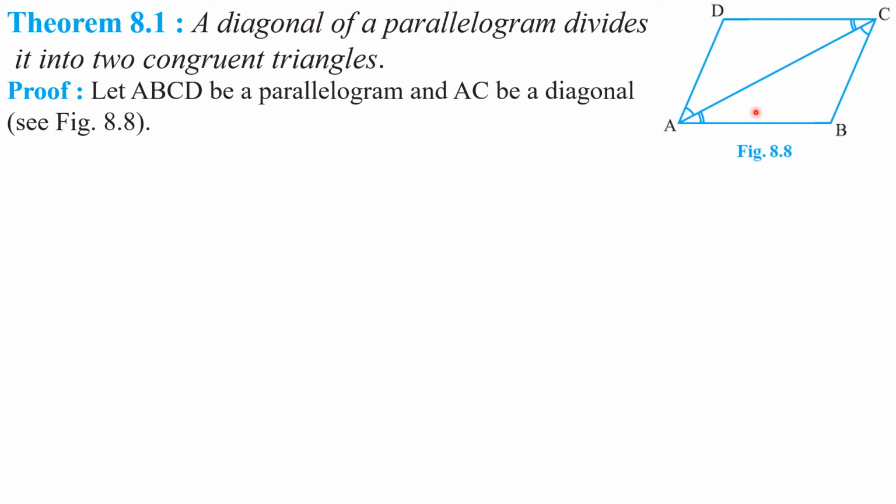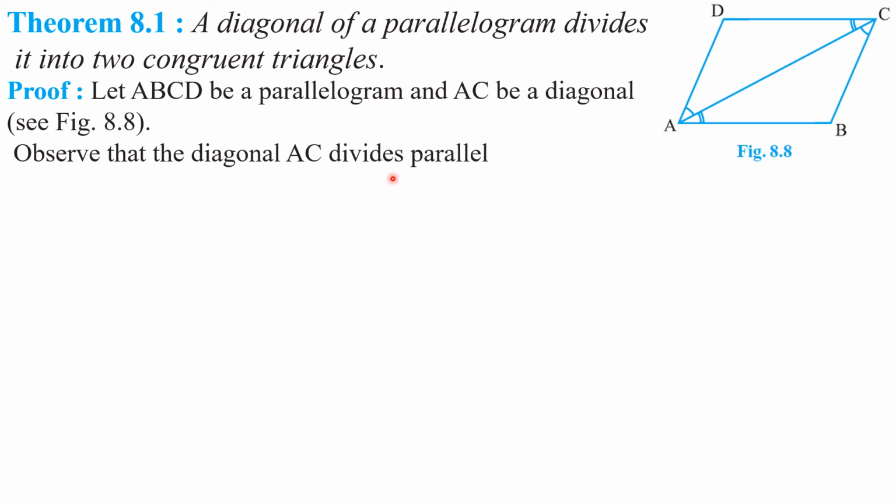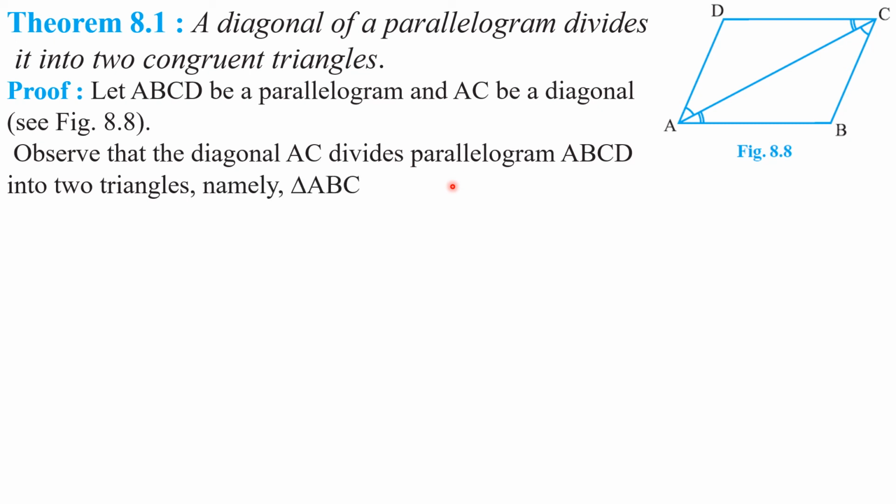How many triangles are you finding in this figure? Yes, triangle ABC and triangle ADC. Yes or no, my children? These are 2 triangles. The diagonal AC is dividing the parallelogram ABCD into 2 triangles, namely triangle ABC and triangle CDA. Yes or no, my children? Now we are going to prove that these 2 triangles are congruent. Understood this point, my children?